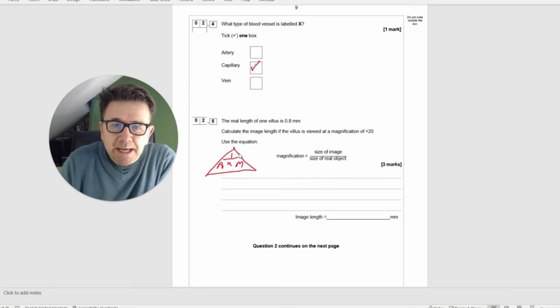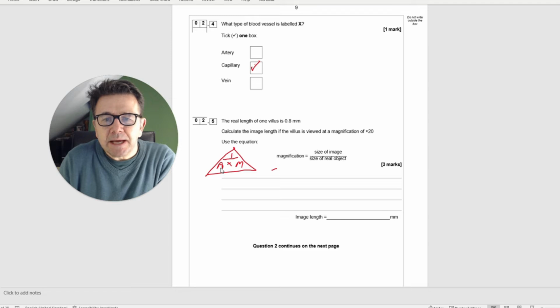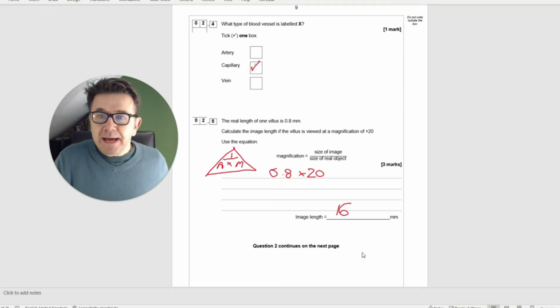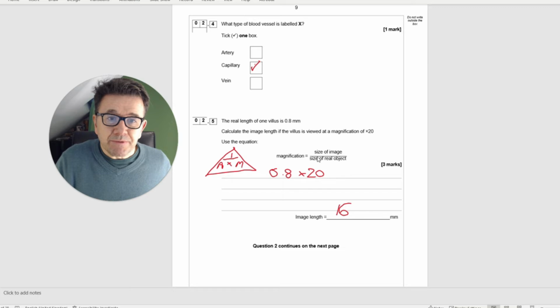So what I've drawn is the IM triangle. So we want to calculate the image length of the villus. Okay, so it gives us magnification. You could use that, but I remember teaching you the IM triangle. So we need to find out the image. So it's actual times magnification. So in this case, it's 0.8 times 20. Actually 16, and it's in millimeters, so you don't have to convert it or anything, and that is the answer. Nice and simple. Some of you overcomplicated that question, so just need to remember the IM triangle, and then there you go.